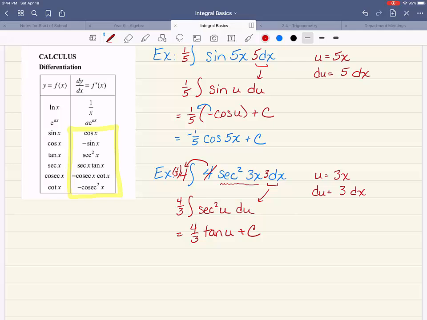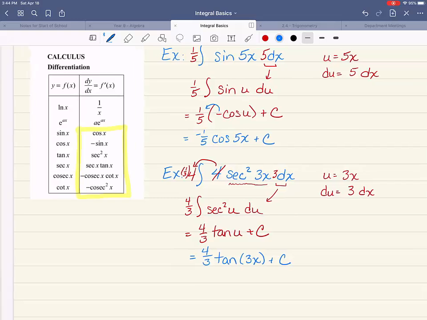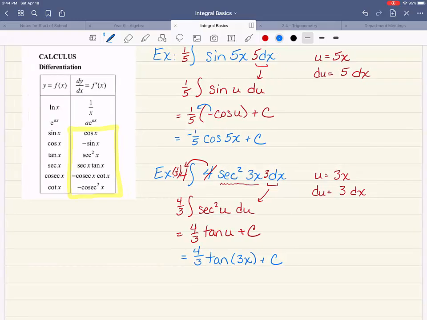Am I finished? The answer is no. I've got one more step to go. I've got to change it back to x's. So this is 4/3 tangent of 3x plus c. Now, the 3x can be in a bracket. It can be out of a bracket. It, in this case, does not matter.